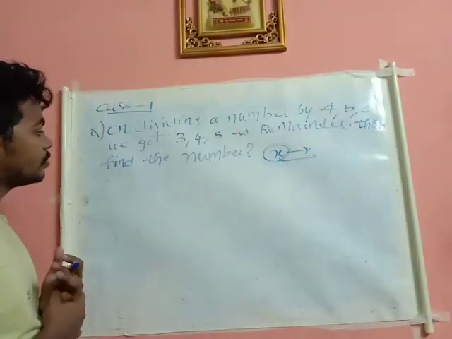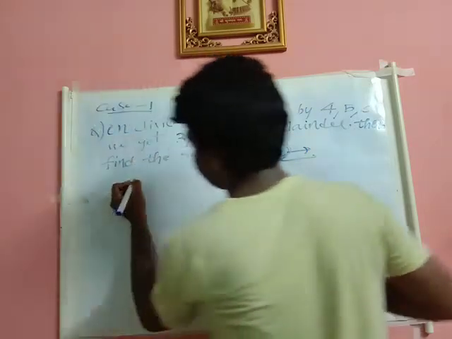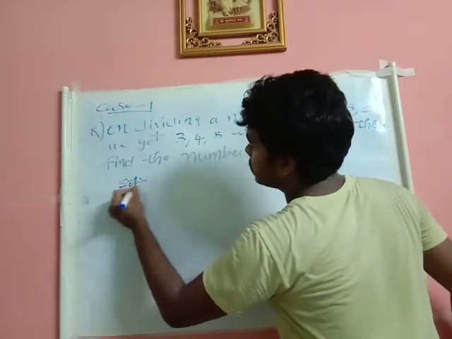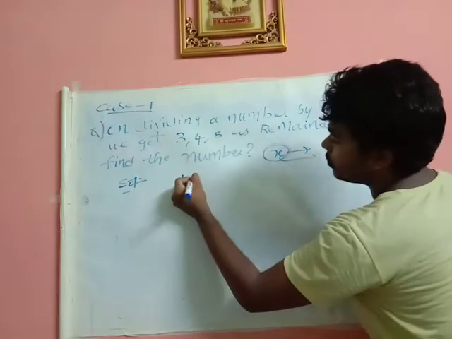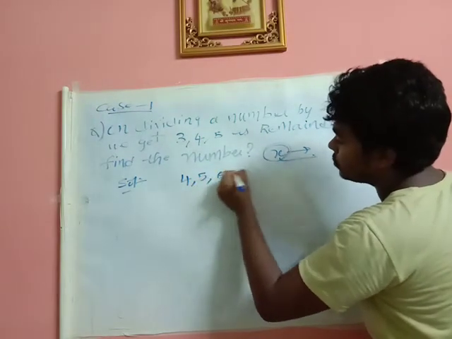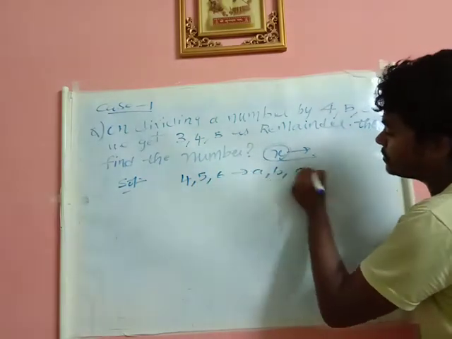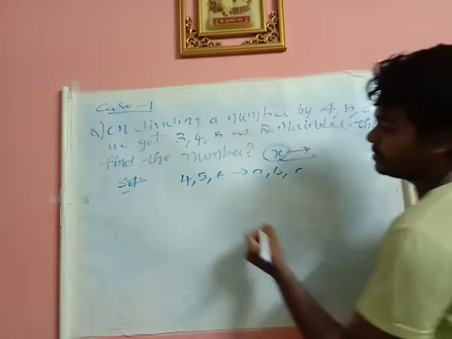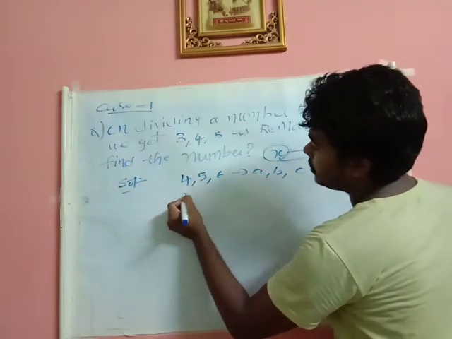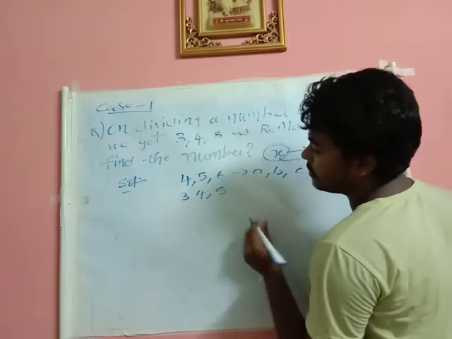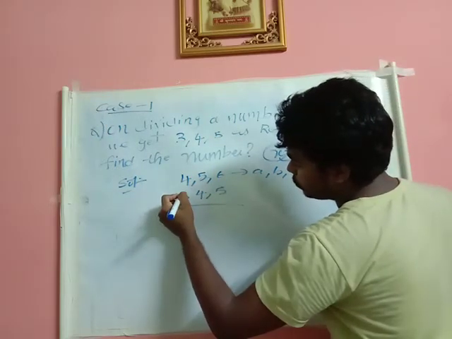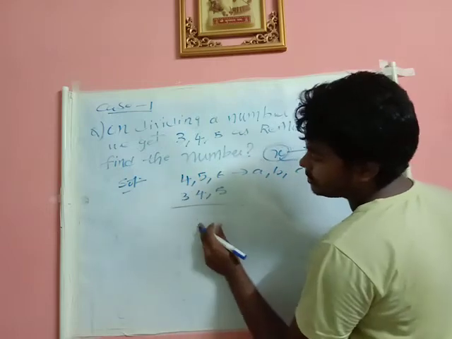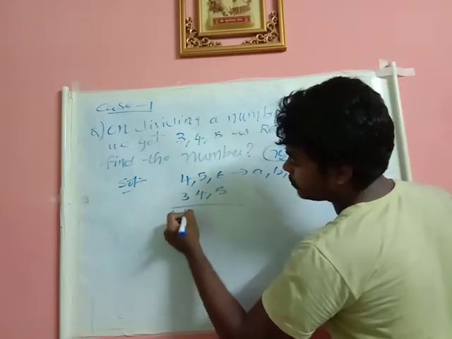So initially how to do this? Now see how to get the solution for this. What do they ask? 4, 5, 6. Let me assume these as a, b, c. What are the remainders they have given? 3, 4, 5. So what should I do to 4 so that I can get my 3? 4 minus 1 is 3.